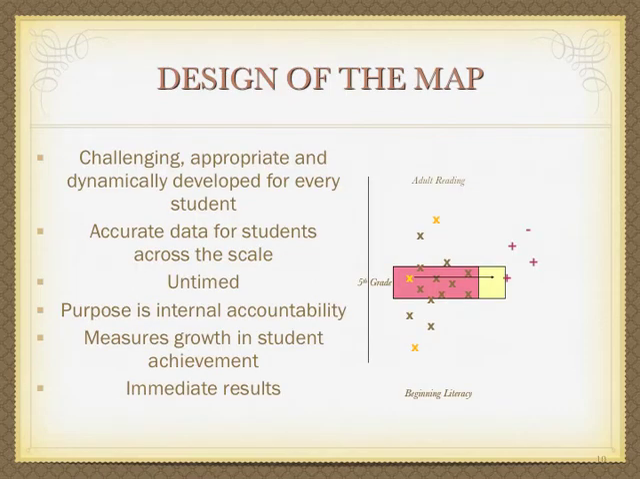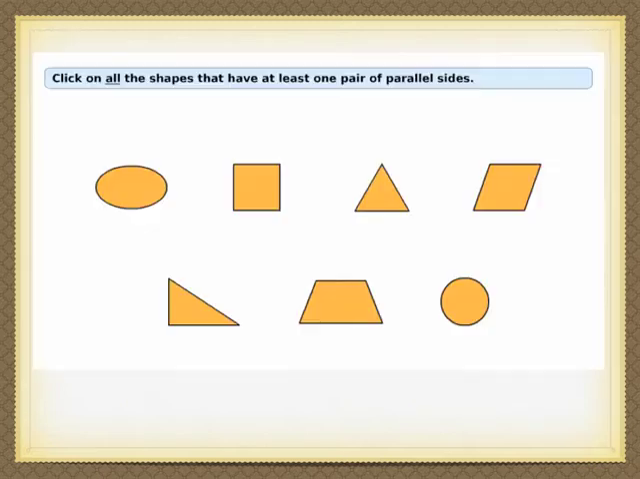When we look at the MAP, we can see a child gets challenged appropriately because every time they get a question right, they get a harder question, and every time they get one wrong, they get an easier question. And by moving up and down in different goal areas that we assess, we can understand what a child's instructional level is. The results are immediate, and teachers and students are given ideas of where their strengths are, where their growth areas are, and what skills we can work on next.